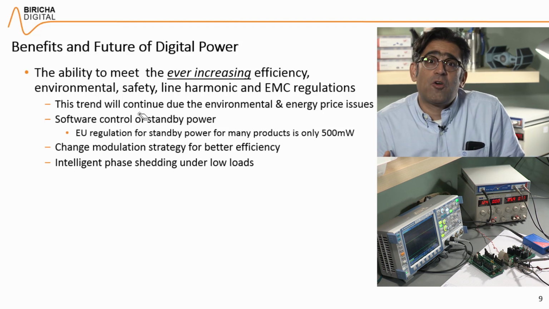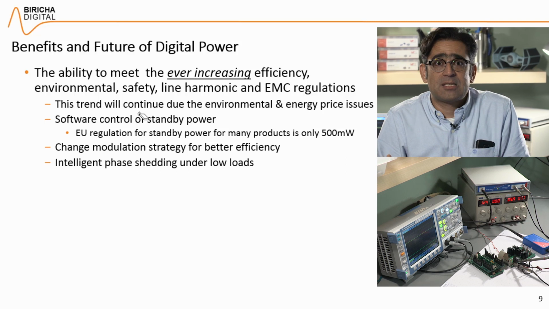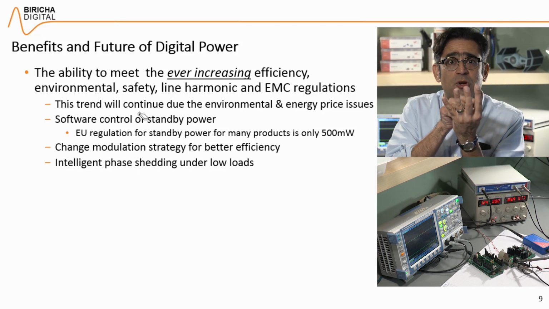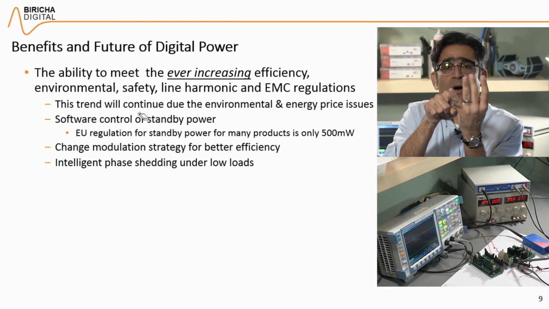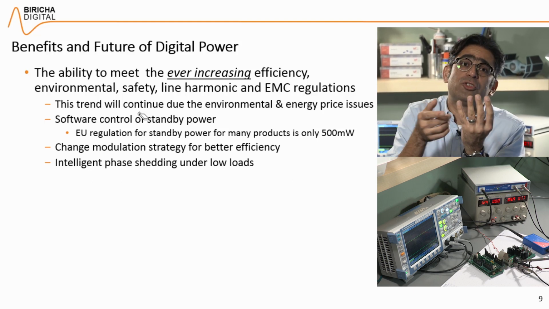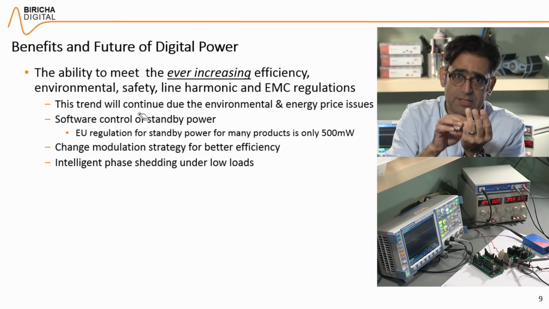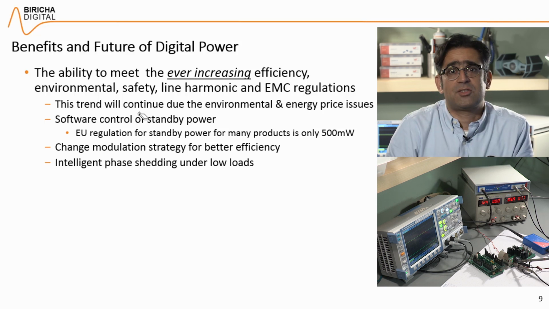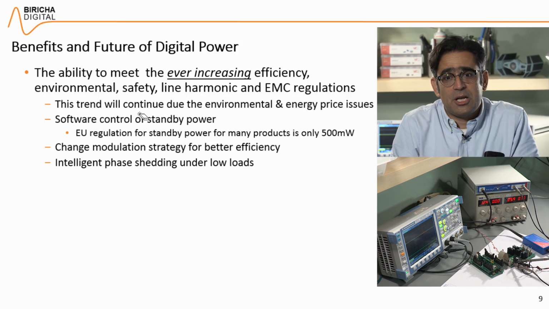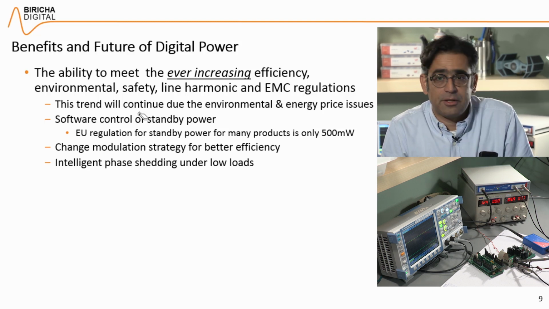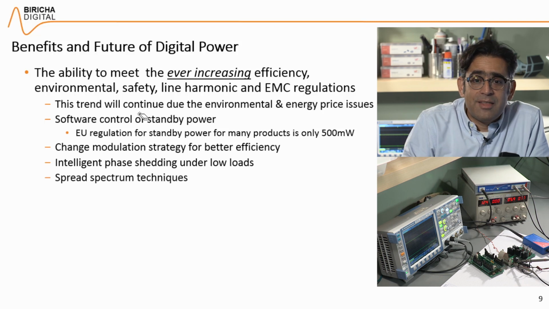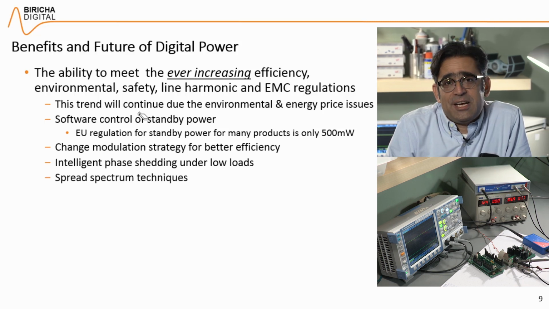So if you imagine you've got a 4-phase interleaved power supply, as the load goes up, the software will automatically turn on phase 1, phase 2, phase 3, phase 4, and as the load goes down, you shed the phases. So you go phase 3, phase 2, phase 1, and so on. And the net result is that you get much better performance in terms of efficiency under low loads. Then you can have spread spectrum techniques.